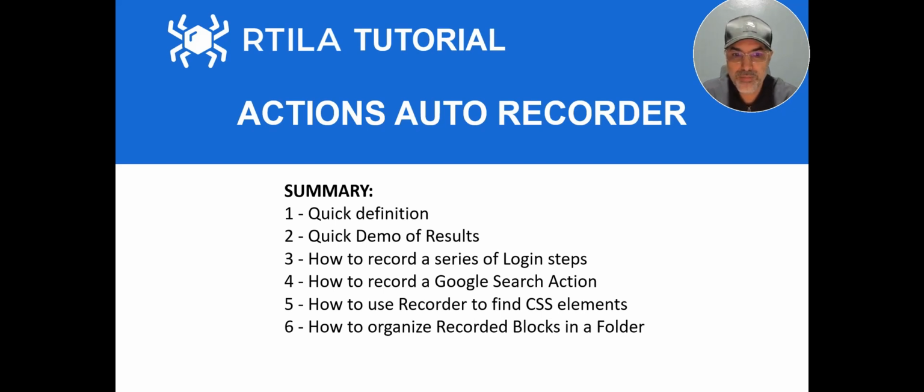The third automation that we will show you being done with the recorder is actually an additional feature, which is that you can use the recorder to find a CSS element that otherwise RTILA would not have found. And finally, we will show you some good practice on how you can organize and put all your automation blocks that were recorded into a folder.